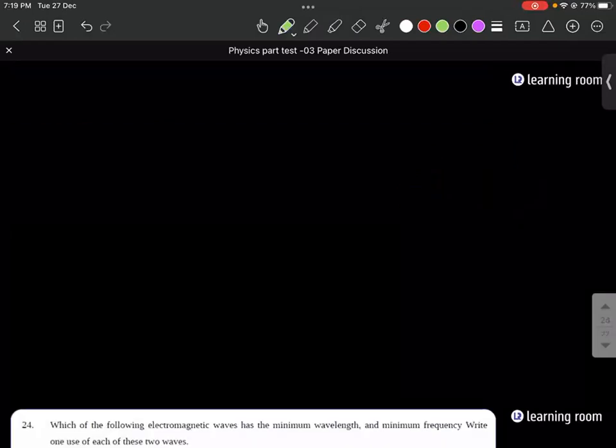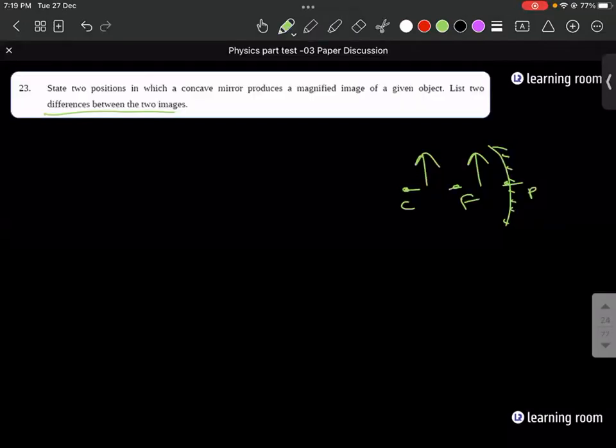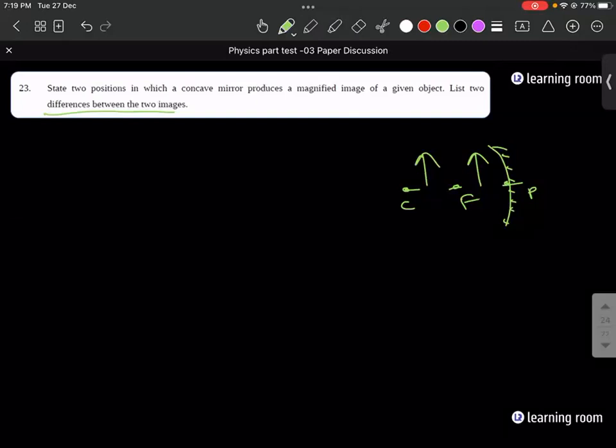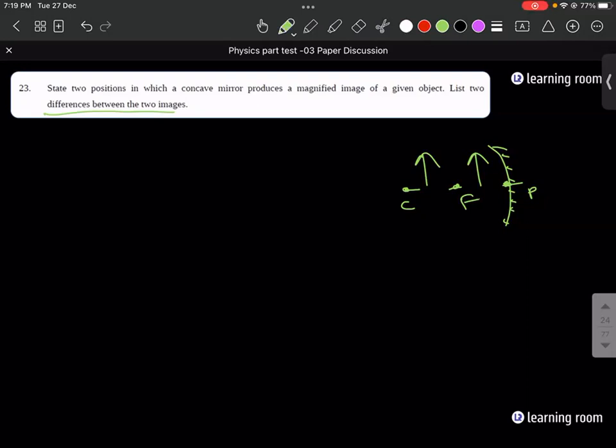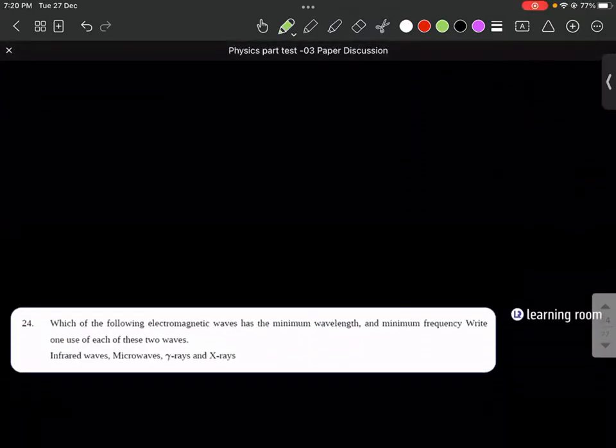Sir, between C and F, it will give a real image, right? Yes, yes. Except between F and P, everywhere else it will give you a real image. The reason why between F and P it gives a virtual image is that it is mainly used in shaving mirrors. That is the biggest advantage with concave. Because when you go between focus and pole, you can see an enlarged image of yourself. Okay, sir.